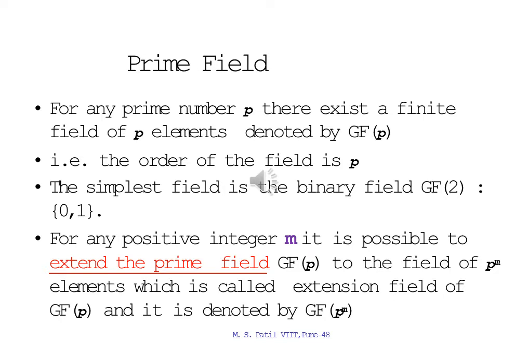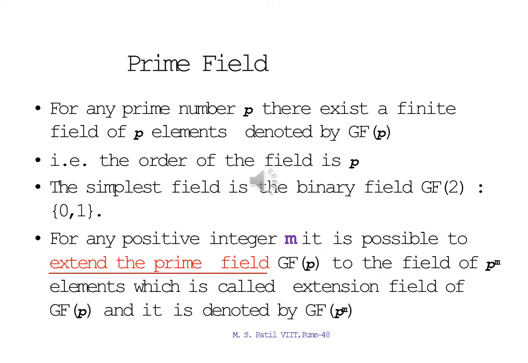Now once we understand what exactly a field is and what all properties it is supposed to satisfy, let's consider a field which has order as a prime number, and that field is called a prime field. This prime field is the most useful field and that's why it is specifically considered. So how is it defined? For any prime number p, there exists a finite field of p elements denoted by GF(p). As p is any number, the elements will always be finite.